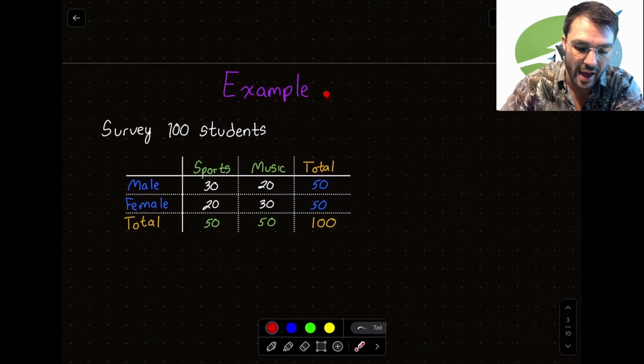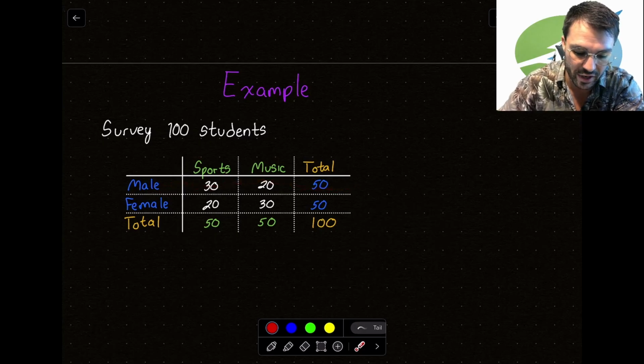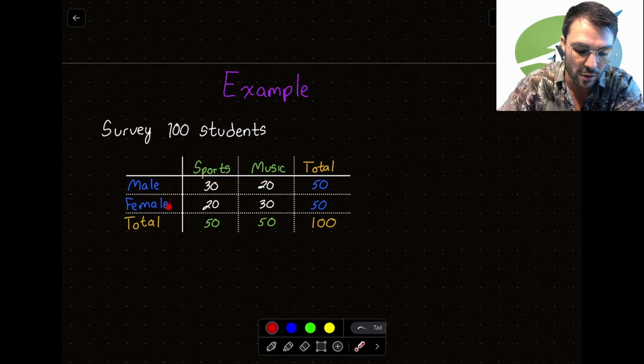All right, let's take a look at an example. Here we have a two-way table, 100 students surveyed, male and female, on whether they play sports or perform music. I tried to color code it so we could see what lines up with what. If we go left to right here, we start with male. 30 males play sports, 20 males perform music. 30 plus 20 gives us our 50 in this total column. That's why I tried to align blue with blue.